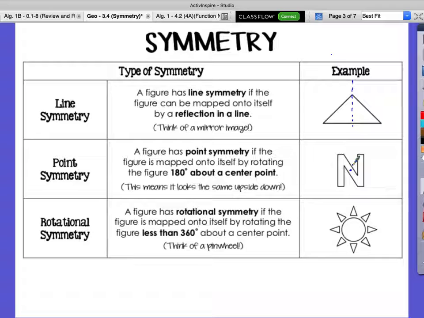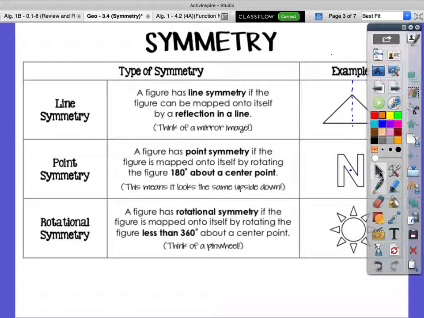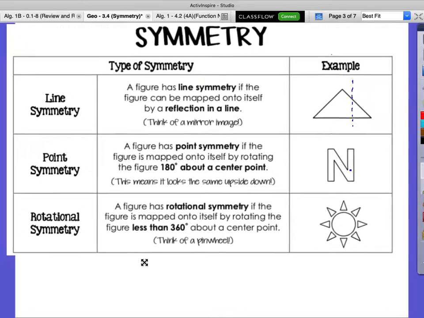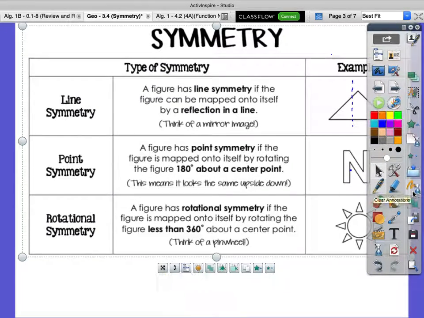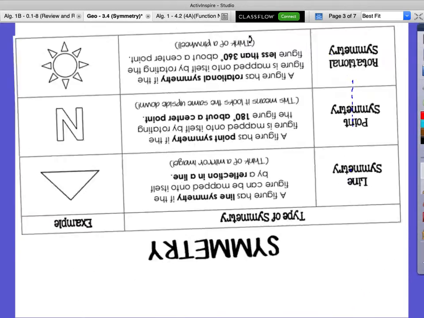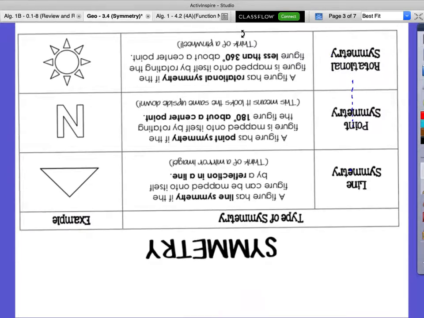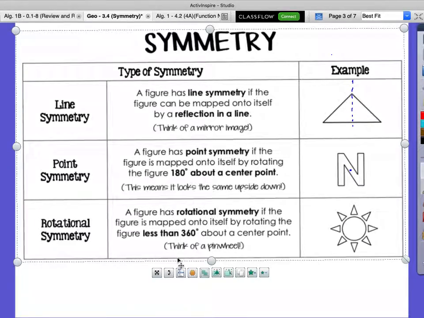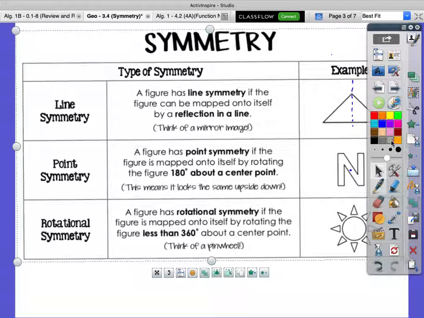180 degrees. Either 90 or 270, I don't know. Here, let me do it this way. If I were to take this, that was wrong. You have to use the one next to it. I go this way. Is that still an N? Yes. So if we can rotate it 180 degrees and we still have an N, it has point symmetry.